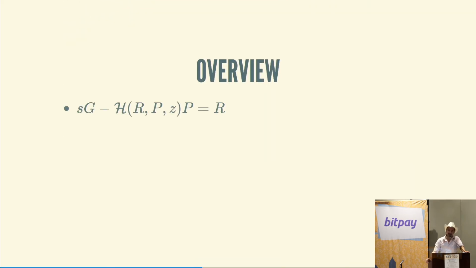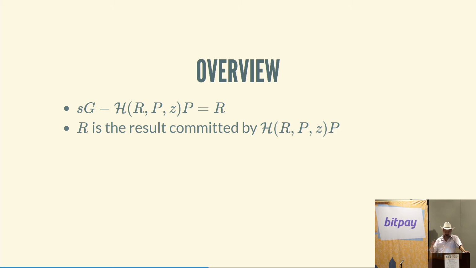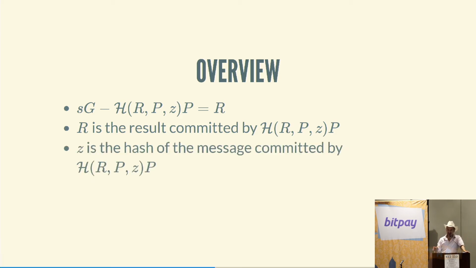So here's an overview of how that works. This is the key equation. Much like in ECDSA, it's SG minus the hash of R, P, and Z times P equals R. And R is the result that's actually committed, right? You notice that R is on both sides of the equation. R is the result that we're going to get, but it's also committed beforehand through that hash. Z is the hash of the message, and it's also committed in that hash. You can kind of do it all at once.